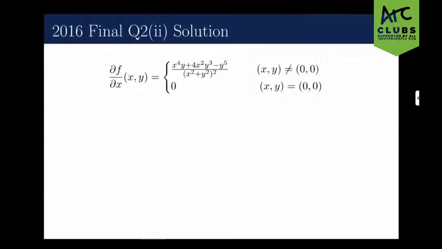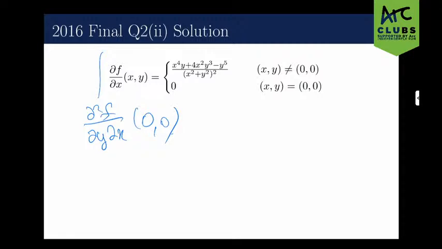Right, so I guess the second part of the question is to evaluate the second order mixed derivatives at 0, 0. I've just rewritten this for you in case you don't remember what it was. This is the partial with respect to x, it's this. And now we want to find this, evaluated at 0, 0. Again, you probably don't want to actually take the derivative and evaluate it. You probably just want to use the definition.